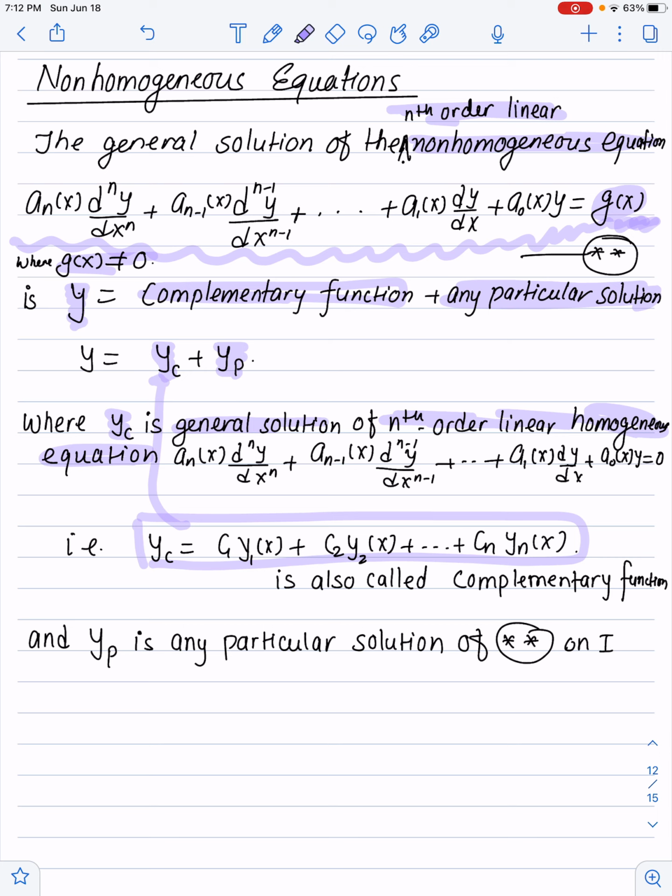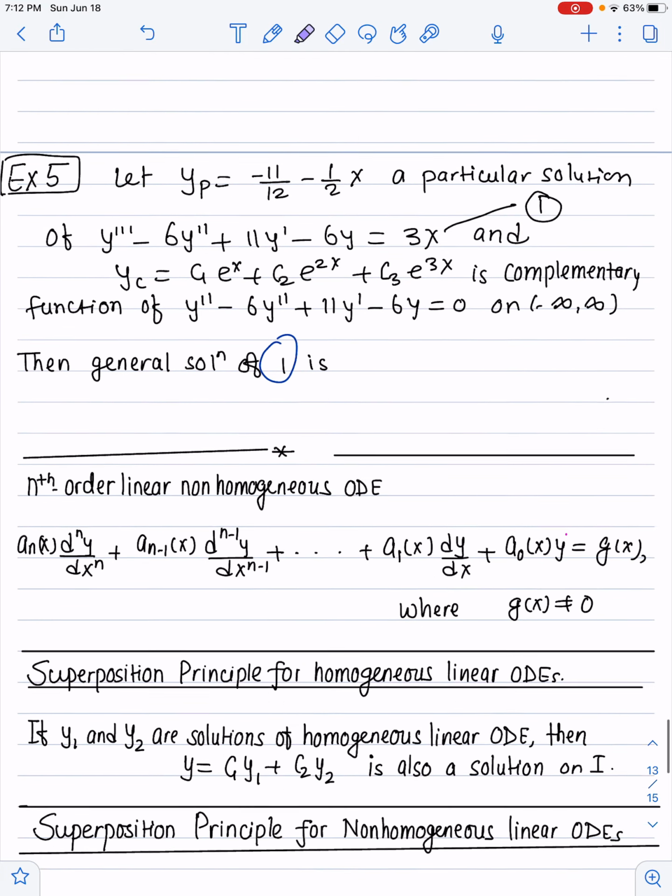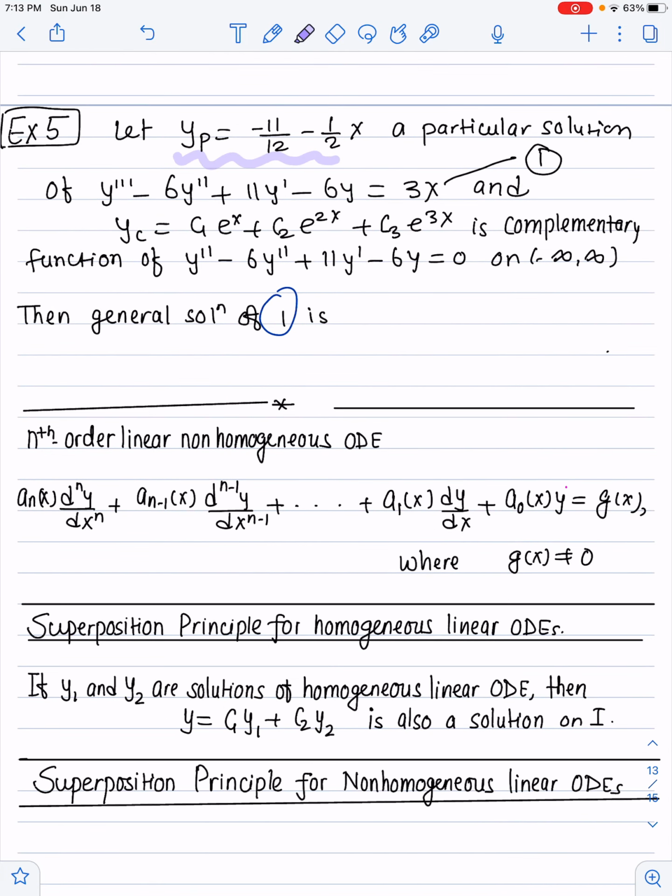So there are several methods to find the particular solution. We will see some methods to find the particular solution. Right now, let's just assume that yp is a particular solution of the non-homogeneous equation, and then we will add this solution to yc to find the general solution of the nth order linear non-homogeneous equation. Okay, so keep this in mind. All right, so let's just look at here. Let's say that yp equals this is a particular solution of this non-homogeneous equation, and yc is the complementary function.